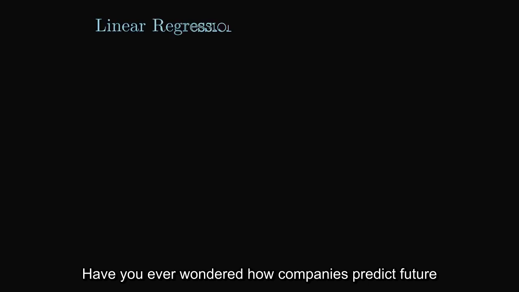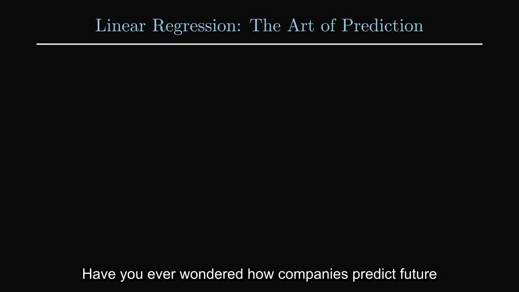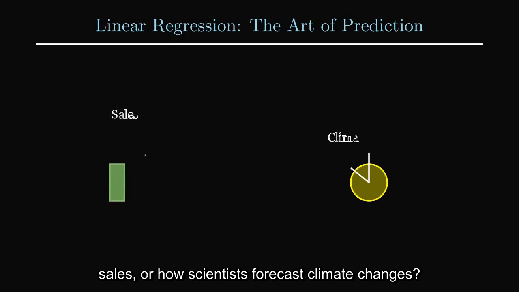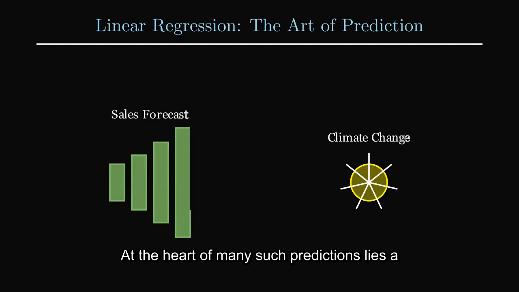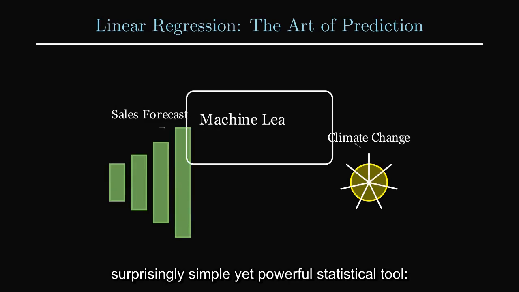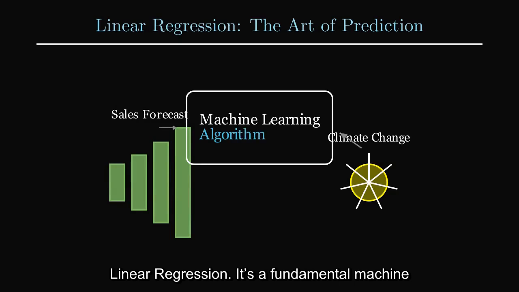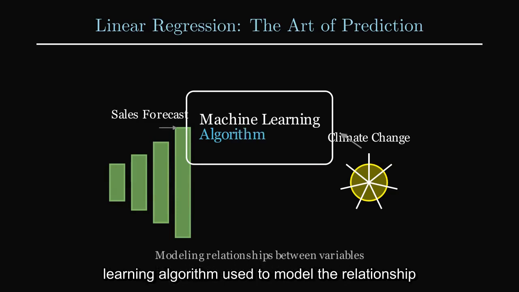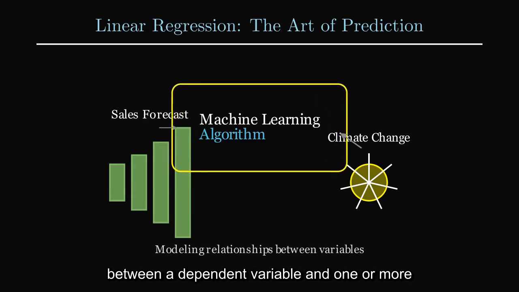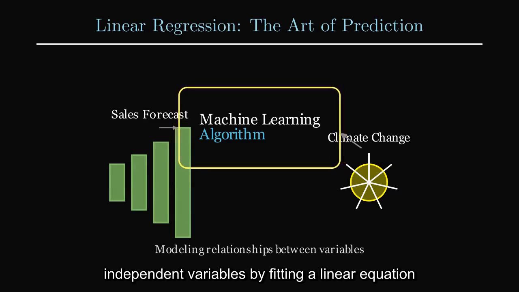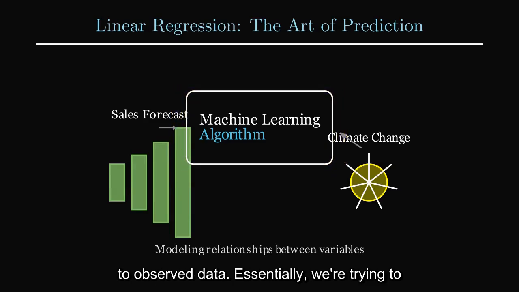Have you ever wondered how companies predict future sales, or how scientists forecast climate changes? At the heart of many such predictions lies a surprisingly simple yet powerful statistical tool: linear regression. It's a fundamental machine learning algorithm used to model the relationship between a dependent variable and one or more independent variables by fitting a linear equation to observed data. Essentially, we're trying to predict a continuous value.